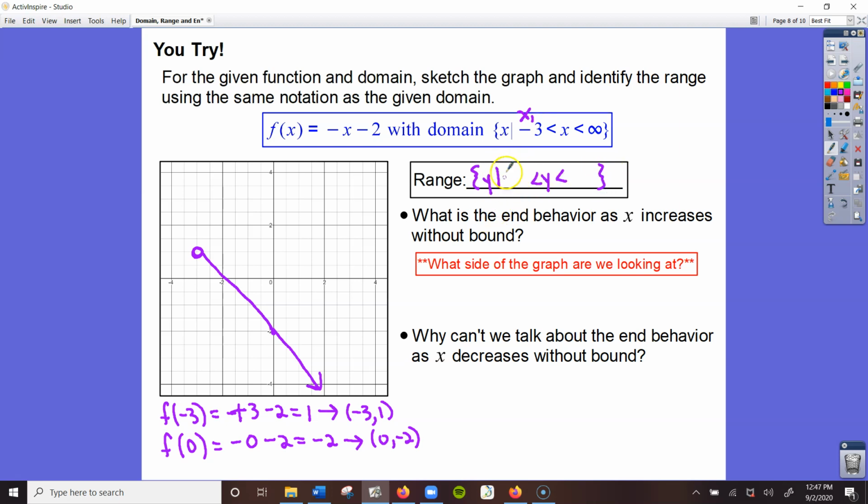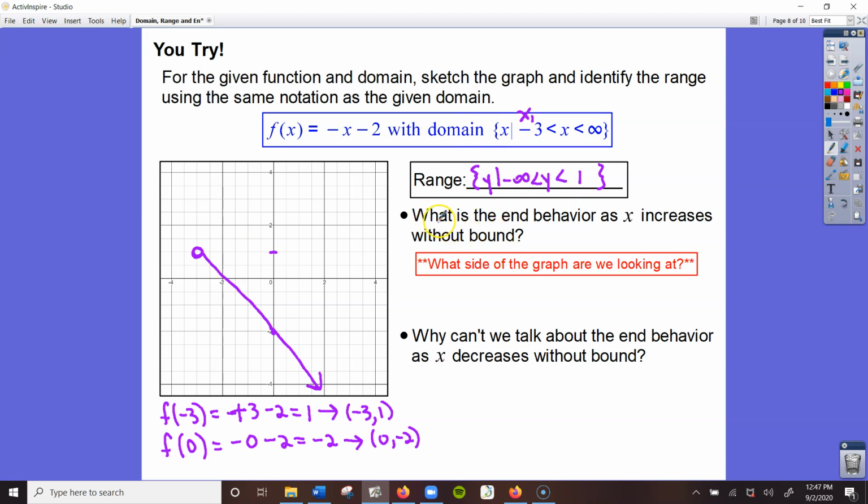The smallest possible y value, see how it goes down forever. So that would be -infinity. And then the largest possible y value is this one right here, which is 1. And since that's an open circle, I would not include that 1.